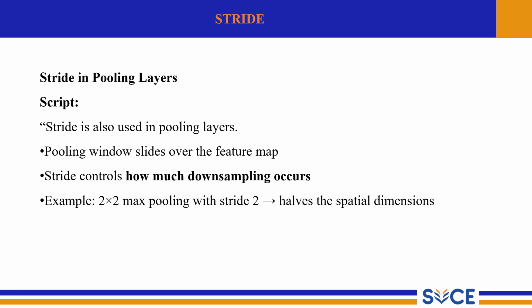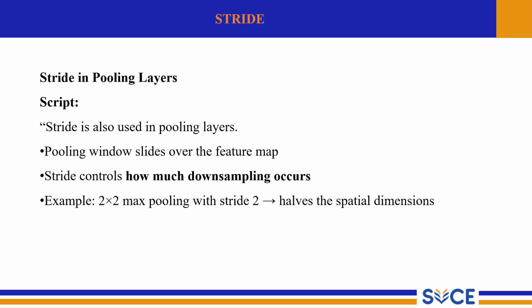Stride in pooling layers. Stride is not just for convolution, it is also used in pooling layers. In pooling, a window like 2 by 2 or 3 by 3 slides over the input feature map. The stride determines how far the window moves each step. A larger stride means the window moves further, giving more downsampling and a smaller output feature map. A smaller stride moves the window shorter distances, which leads to less downsampling and a larger output feature map.